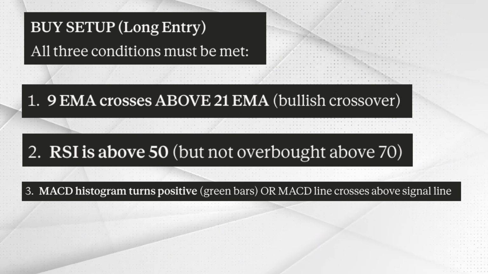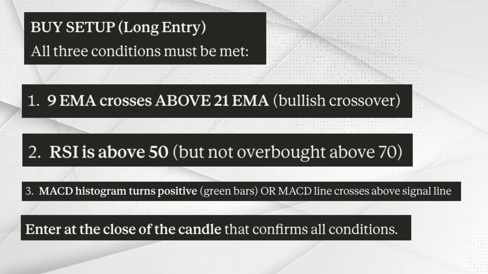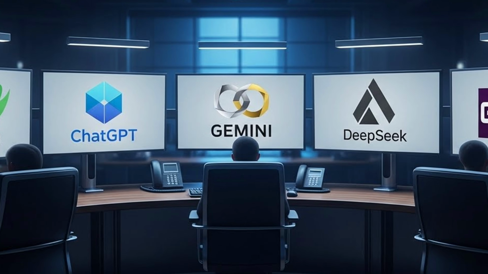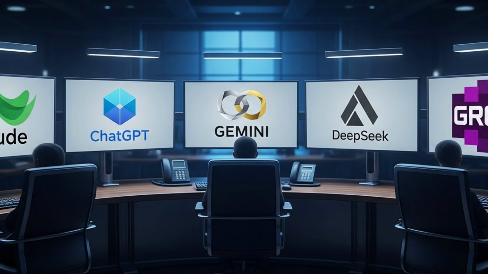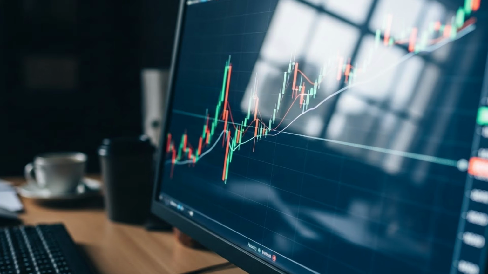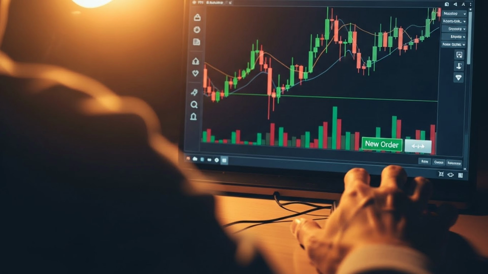Once all that lines up, you enter at the close of the confirmation candle, set your stop loss at 15 pips, and take profit at 30 pips. For a sell setup, it's the opposite. Position sizing is aggressive, 10% of the account per trade. Now the big question, can Claude actually outperform ChatGPT, Gemini, DeepSeek, or even Grok? Let's load up the chart and jump into the first trade to find out.